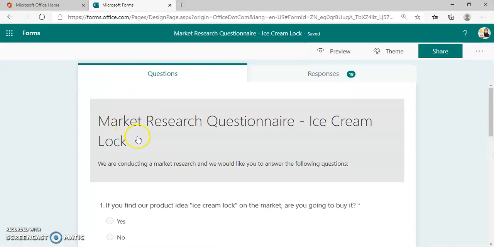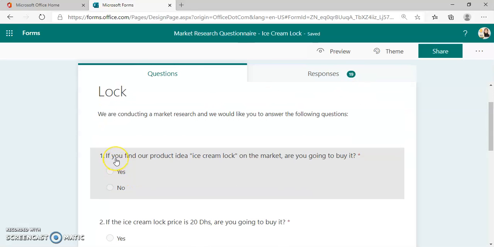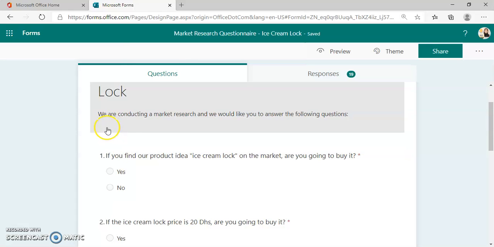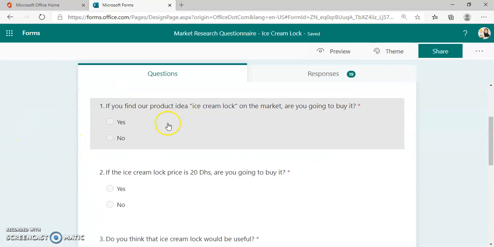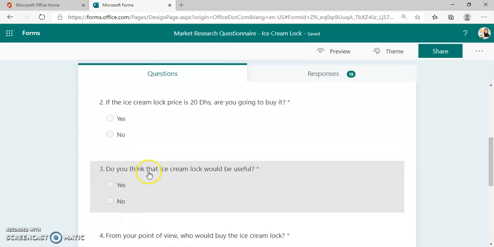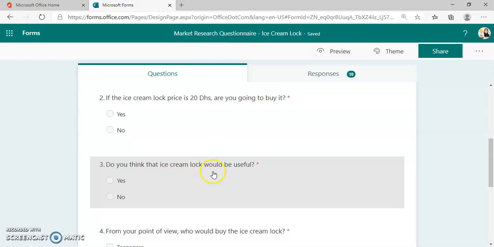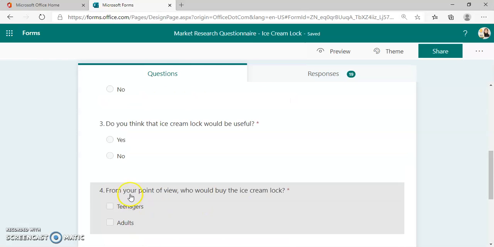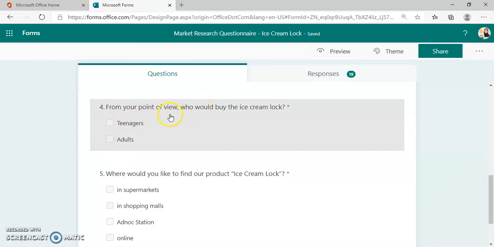So this is an example market research questionnaire. The product is ice cream lock. Let's view the questionnaire together. We are conducting a market research and we would like you to answer the following questions. Number 1, if you find our product idea, ice cream lock, on the market, are you going to buy it? Yes or no? Number 2, if the ice cream lock price is 20 dirhams, are you going to buy it? Yes or no? 3, do you think that ice cream lock would be useful? Yes or no? Number 4, from your point of view, who would buy the ice cream lock?